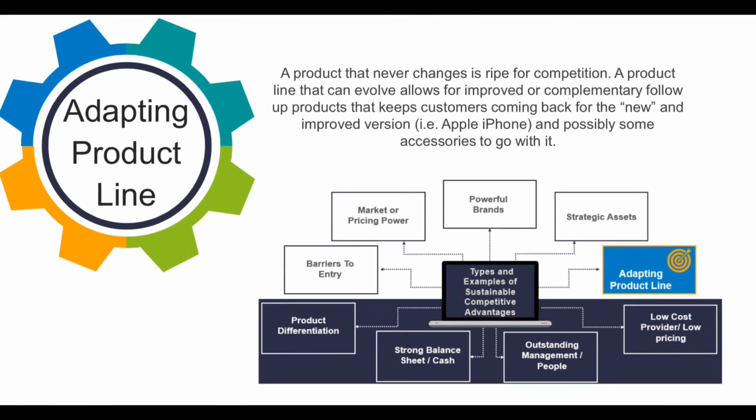Next one, adapting product line. A product that never changes is ripe for competition. A product line that can evolve allows for improved or complementary follow-up products that keep customers coming back for the new and improved version. The best example is Apple or the iPhone, and possibly some accessories to go with it.